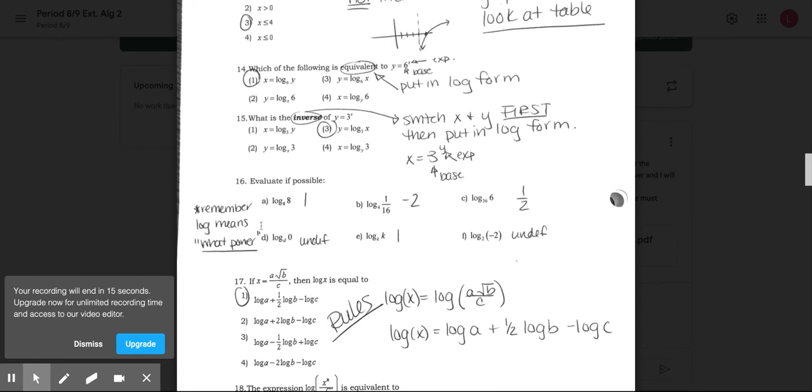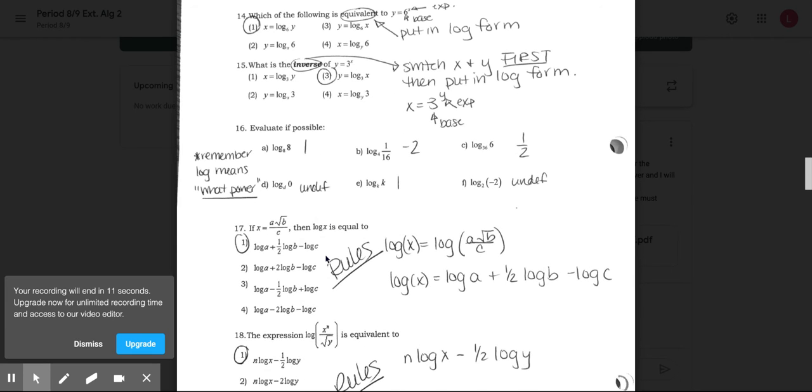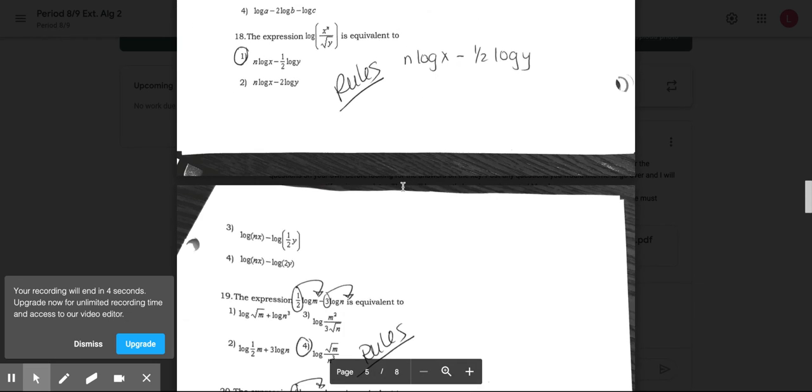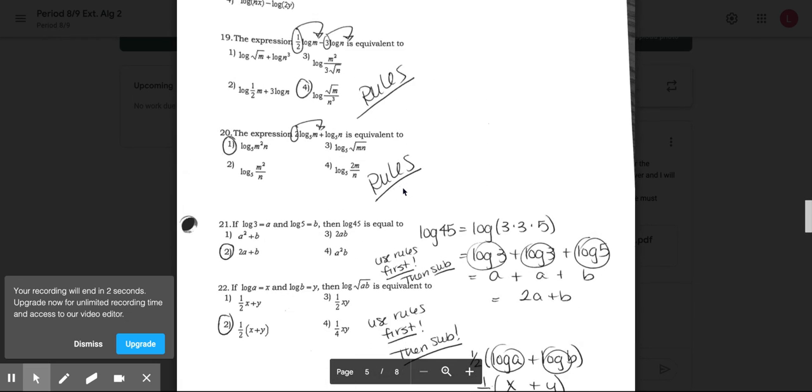Okay, these you can put in the calculator or use your rules, meaning that for like E, if it's the same, then it's going to always be 1. And then these are, again, using your rules of expanding and condensing.